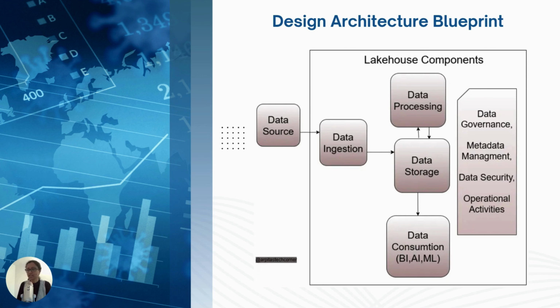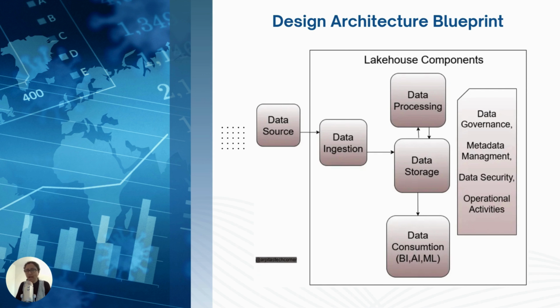After ingestion, you store the data in a data storage area, and lakehouse storage is meant to be better organized, governed, and cataloged compared with data lakes. Then we have the data processing. After storing the raw data in the data storage area, you need to process the data based on your business requirements and finally store it back to your data storage area. Then we have the data consuming area, that is your BI, AI, and ML area.